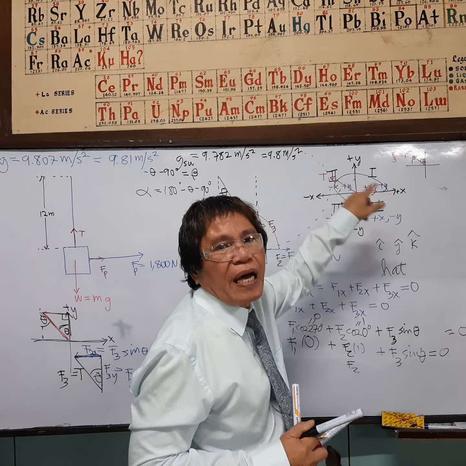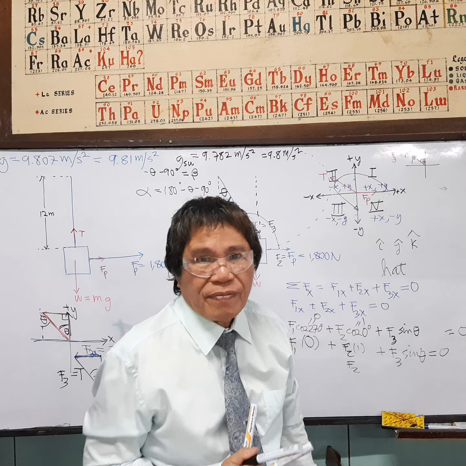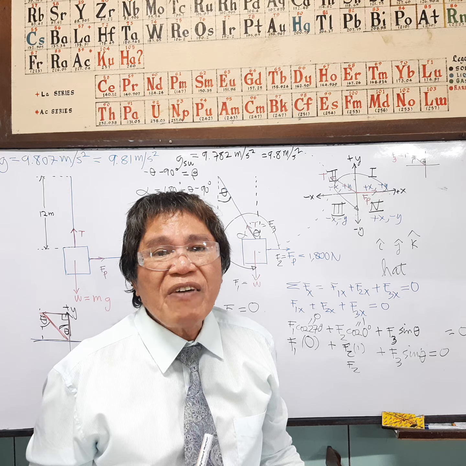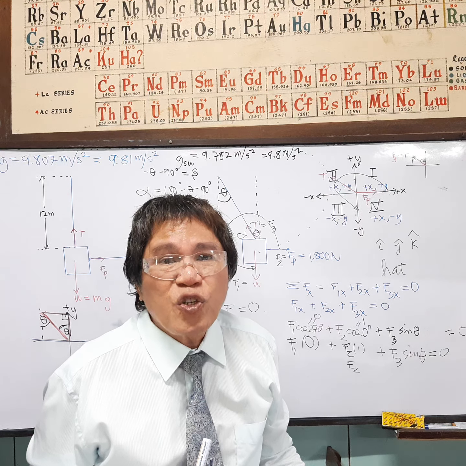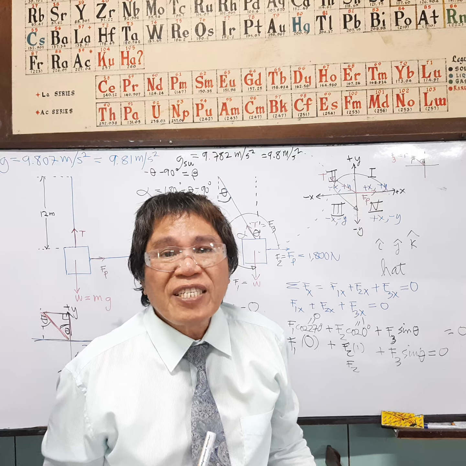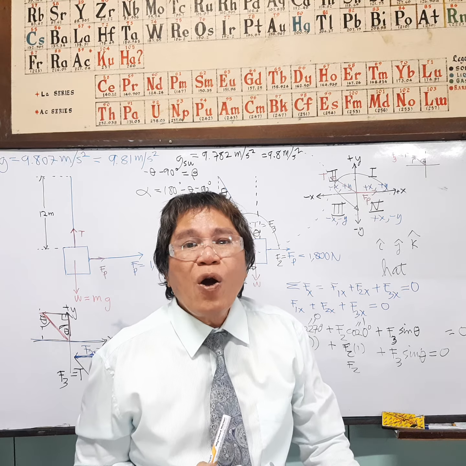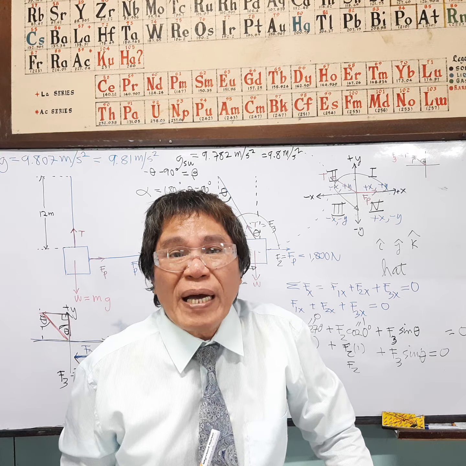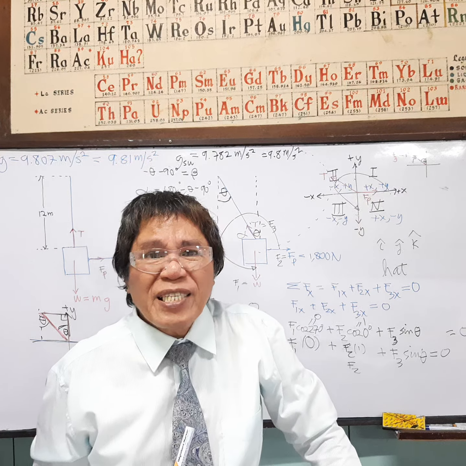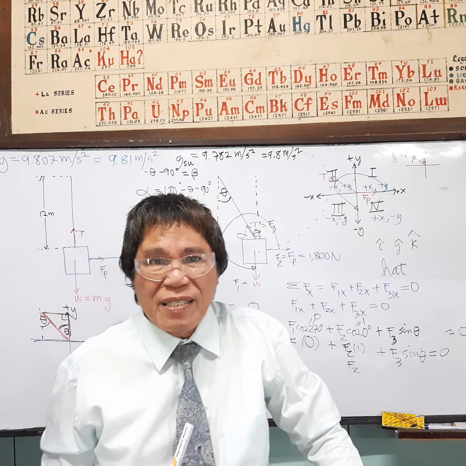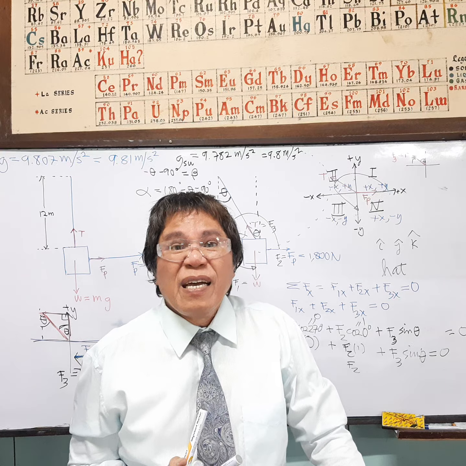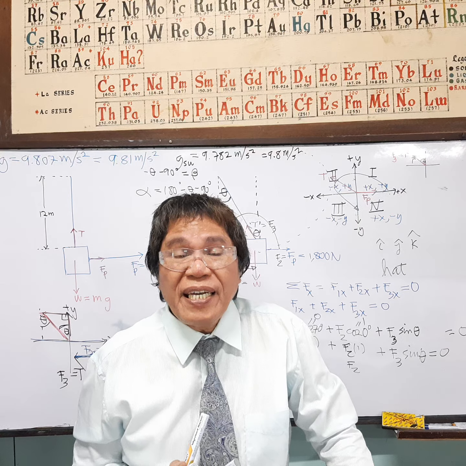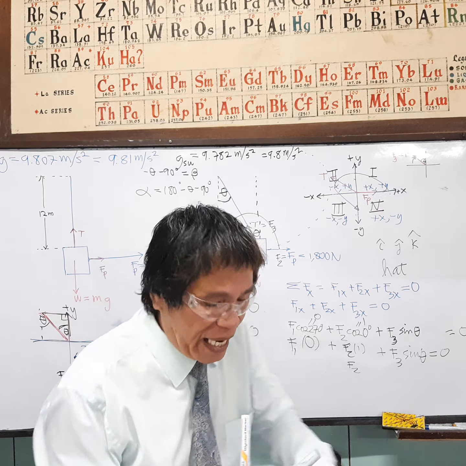F3x belongs to the second quadrant, because the tension, which is the F3, is on the second quadrant. Components of F3 on the second quadrant are the X component and the Y component. On the second quadrant, X is negative, Y is positive.